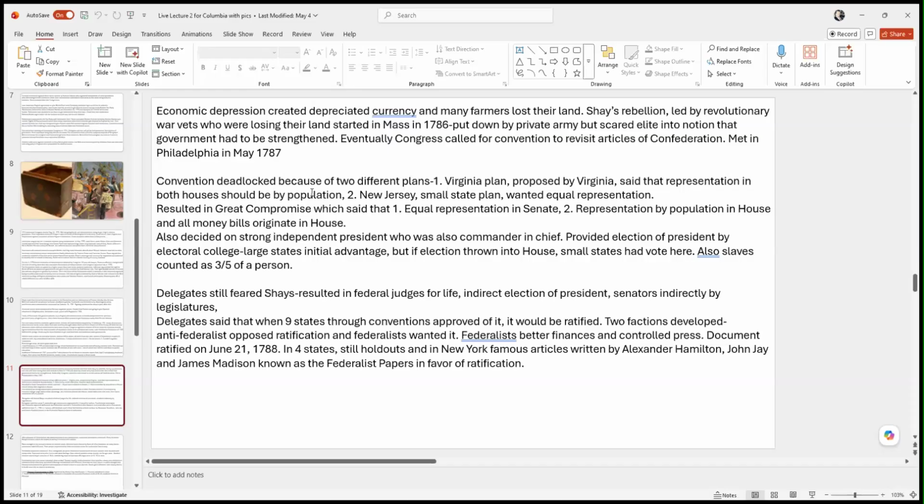Other things were involved in this too. They created a federal judiciary. They created the Electoral College for the election of the president.